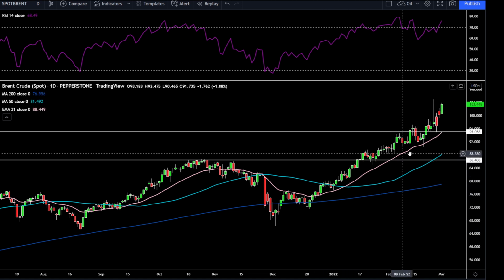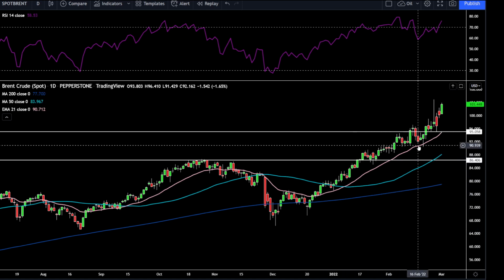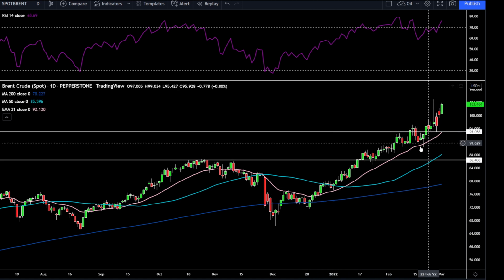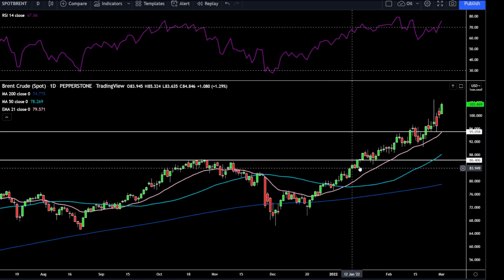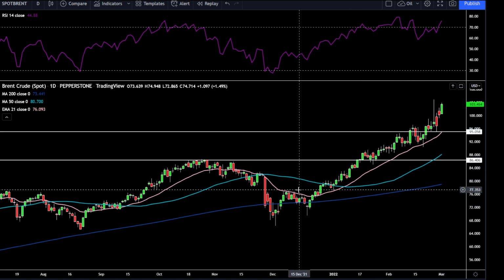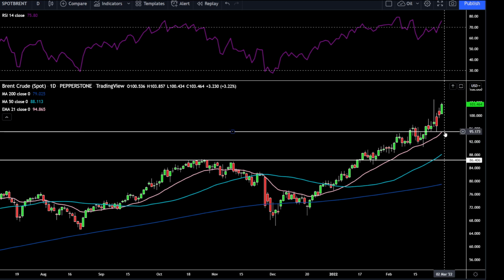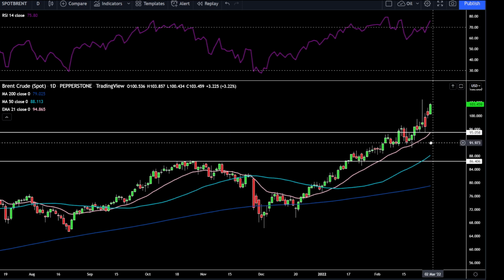And this 21-day exponential moving average has been acting as a real nice dynamic level of support on the upside. Price has come back to touch it or just been above it, like a trailing stop. And then 95 would be the drawdown level of support if we do see crude come off a bit.